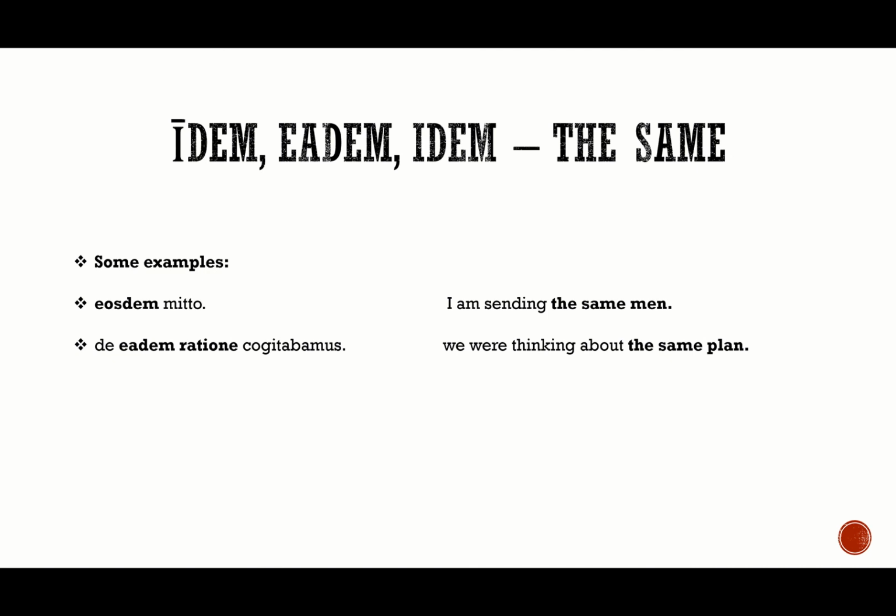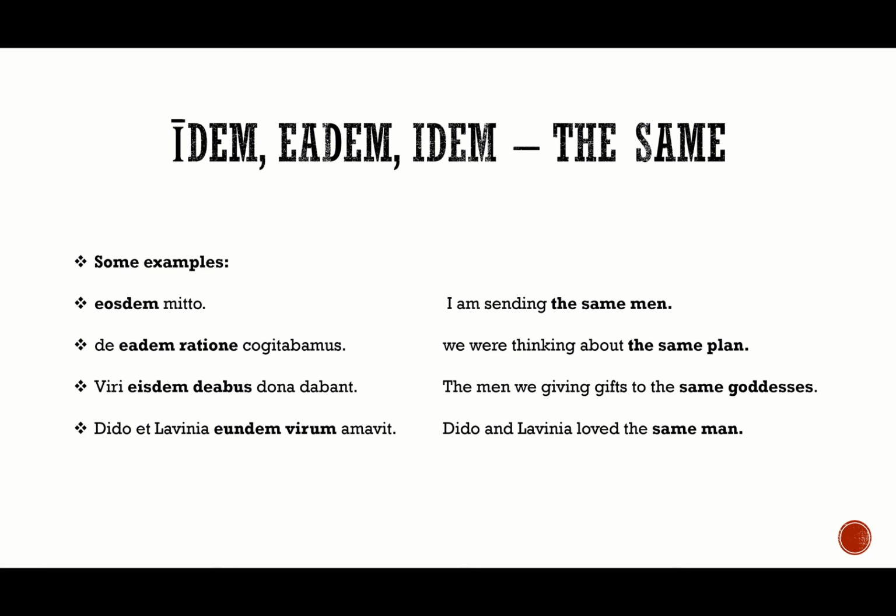All right. Now, some examples of idem, eadem, and idem. Eosdem mitto, I am sending the same men. De eadem ratione cogitabamus, we were thinking about the same plan. Viri eisdem deabus dona dabant, the men were giving gifts to the same goddesses. And finally, Dido et Lavinia eundem virum amavit, Dido and Lavinia loved the same man.